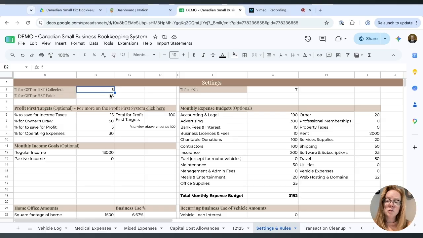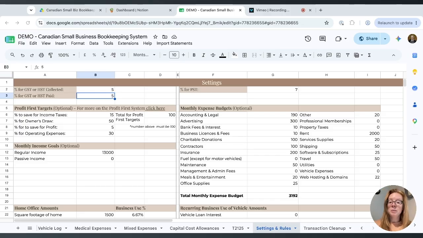If you have reached that threshold, then you will put in whatever the rate is for your province or territory. Now, why are there 2 fields here for GST and HST? One for what's collected from your customers and one for what you have paid on your expenses. This will not apply to most folks, but there are some businesses that are considered 0 rated in that all of their customers are located outside of Canada, so they do not need to charge GST or HST. However, they may still want to register for a GST or HST number to be able to claim back what they have paid on their various business expenses.